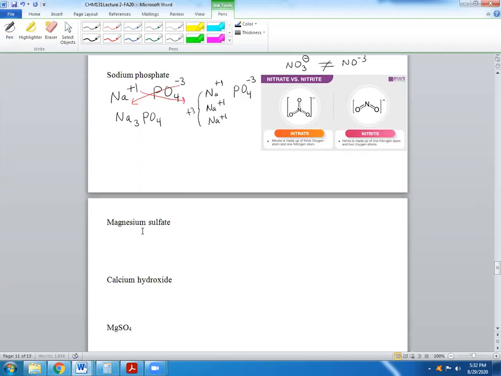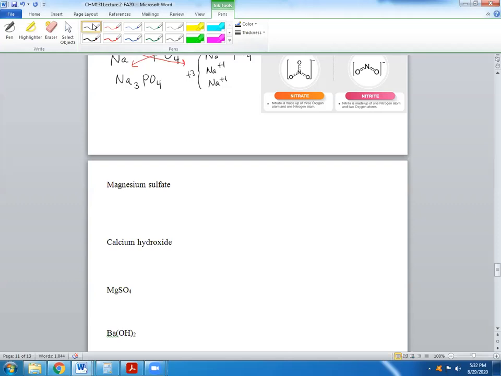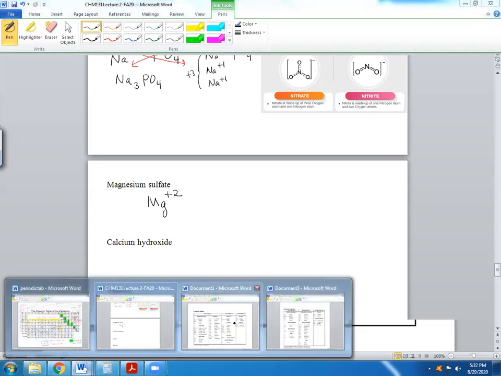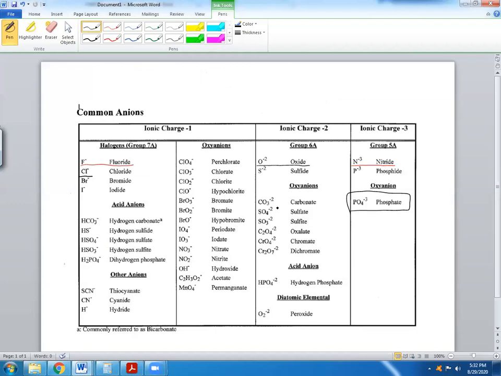Let's go to the next page. We have magnesium sulfate. So we did magnesium before. You can pause and look it up. It's going to be a +2. But we'll look up sulfate together. If we go and find sulfate, it's right here. Once again, be careful which one you choose. This is sulfate. The one below that is sulfide. Different. So sulfate is SO4 -2.